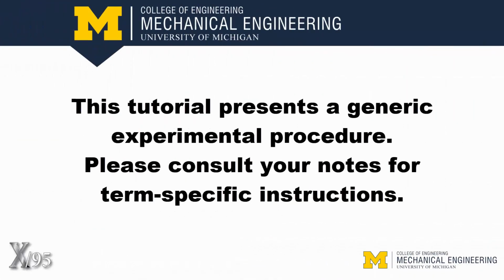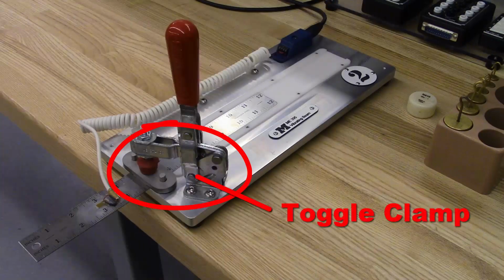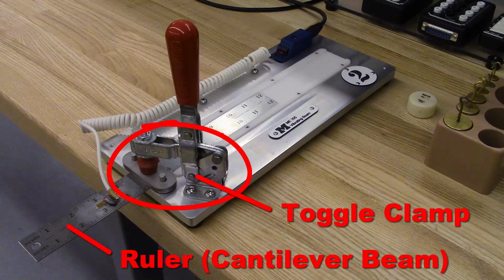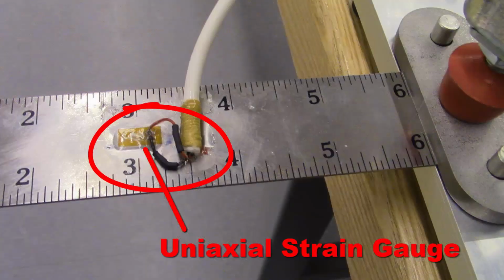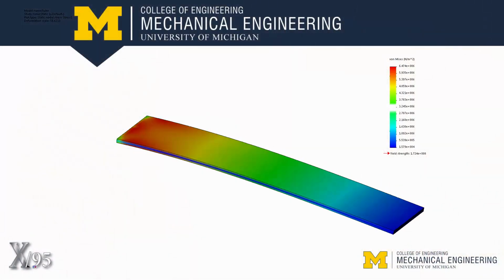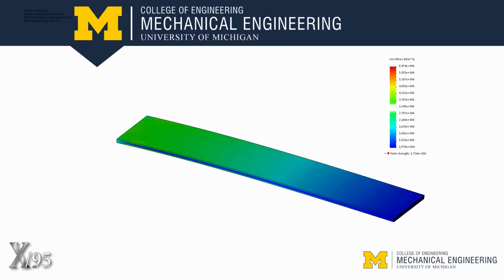This video tutorial presents a generic experimental procedure. Please consult your class notes for term-specific instructions. A clamped stainless steel ruler acts as the cantilever beam, fully constrained at one end. A strain gauge is mounted to the top surface to measure beam flexion. This simulation model illustrates the bending stresses along the beam length.